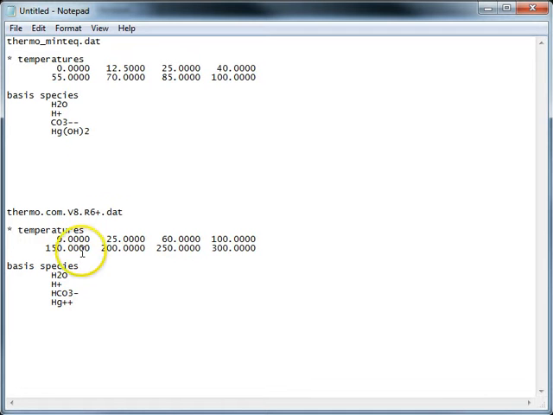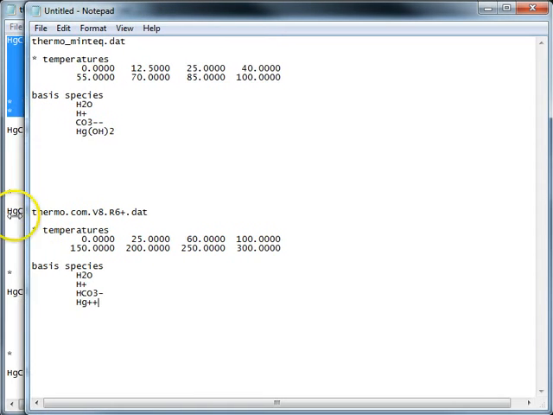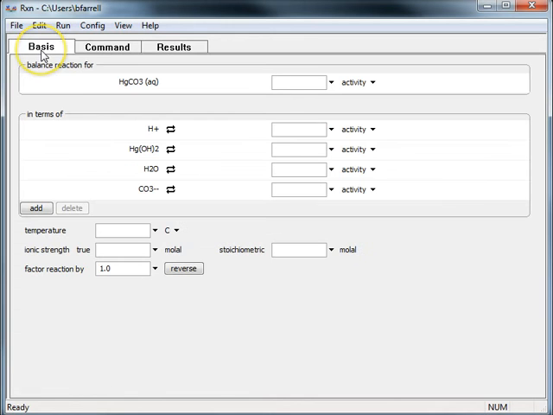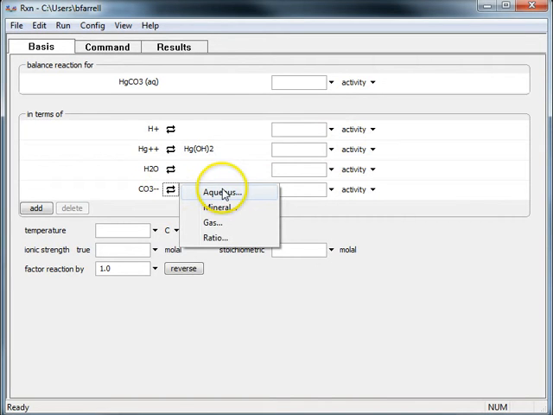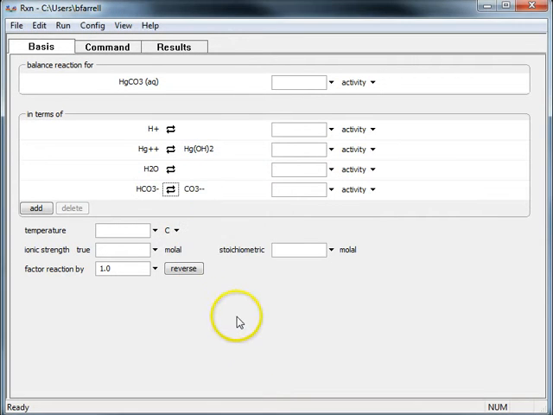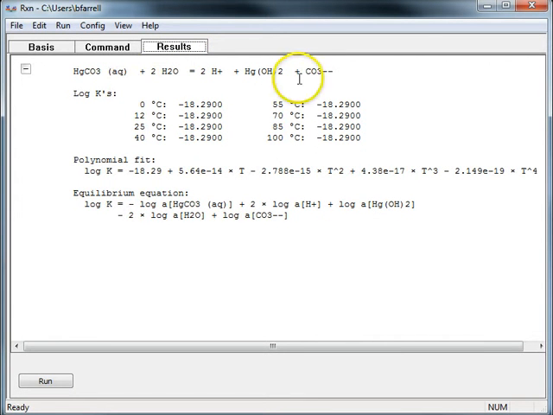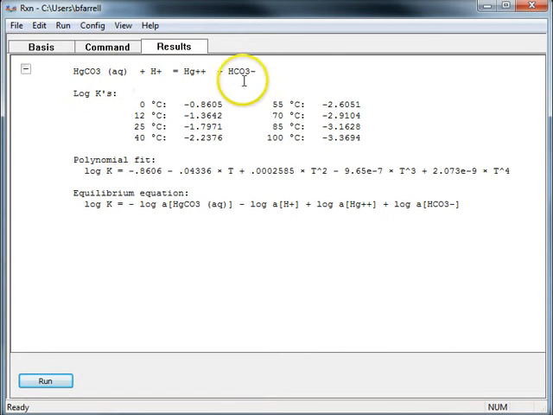So we need to take some steps to take our data from thermomintec and make it in a form that's usable by thermo.com. What we need to do is to rebalance the reaction in terms of the basis species used by thermo.com. So we'll replace HgOH2 with Hg2 plus, and we'll replace carbonate with bicarbonate. So we just perform basis swaps. We'll move to the results pane. This was the original reaction as it's written in thermomintec. I'll click run. And this is the reaction in the new form, the way we want it for thermo.com. You'll see the equilibrium constants have been rewritten. So that's great news for us.